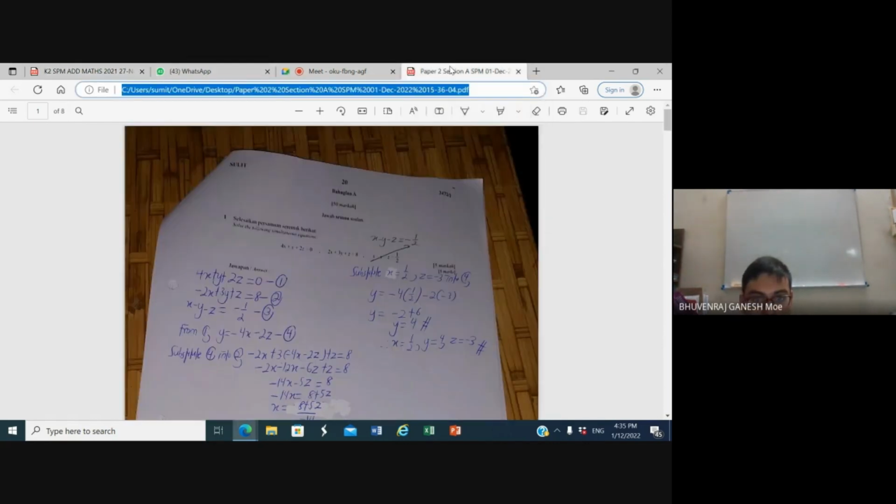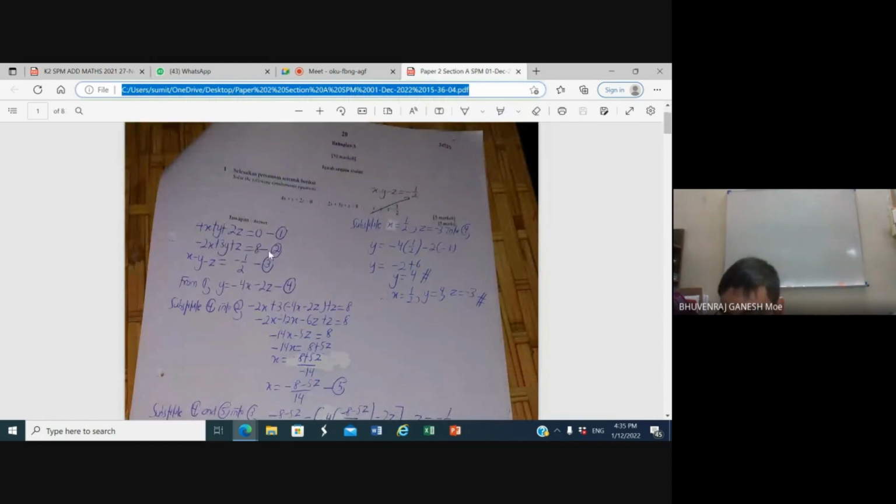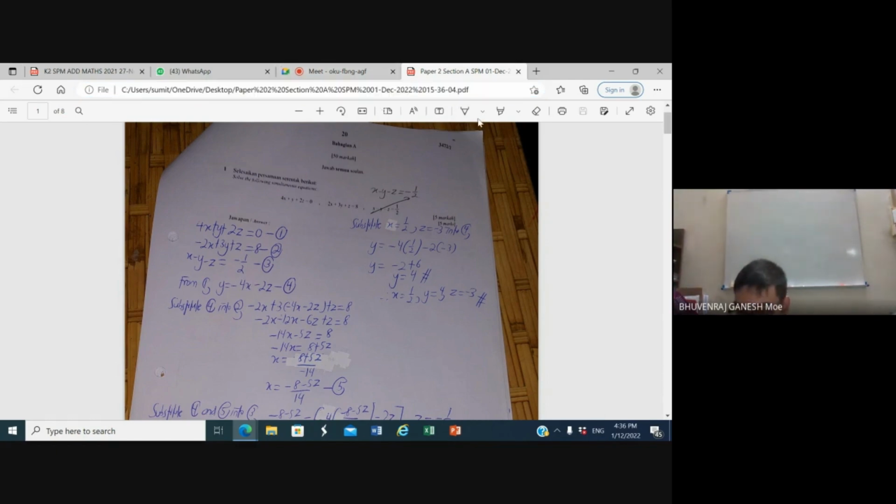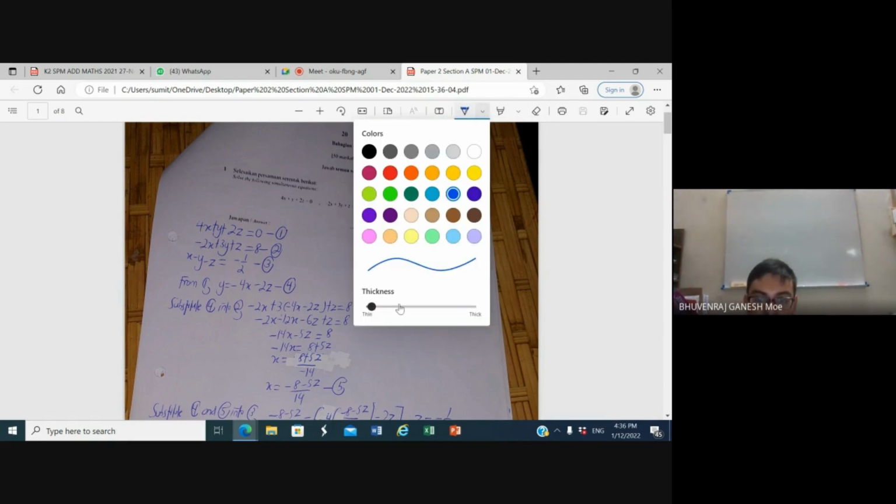So this is how it looks. Can you see my screen? Can, right? I think you can see the solution. Is it okay? Can see. I think can. So wait, I use the pen. Okay. Now I'll show you where the marks are coming from. I'll also explain how it's all done.